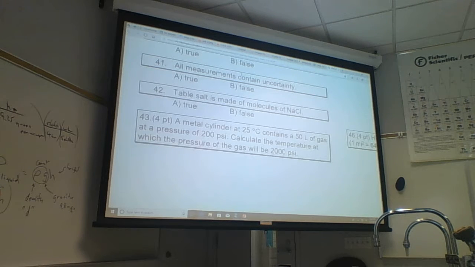False? Yeah, it's only the vault in France, not uncertain. Yeah, all measurements contain uncertainty is true. How can you read something so accurately and so precisely that there's no uncertainty? Like reading the lines. Can you read the lines exactly, you know, with the ruler? No. And that goes for everything.